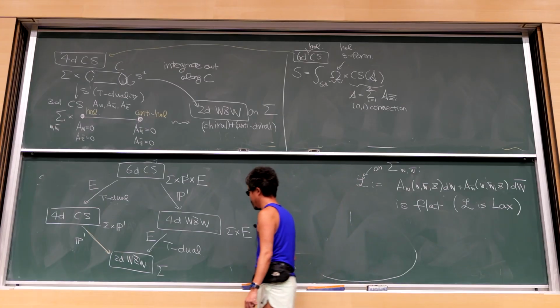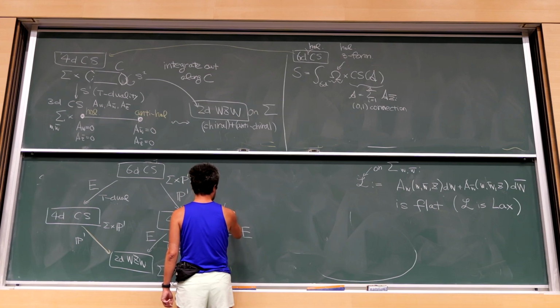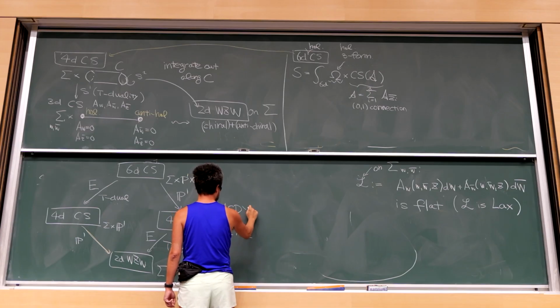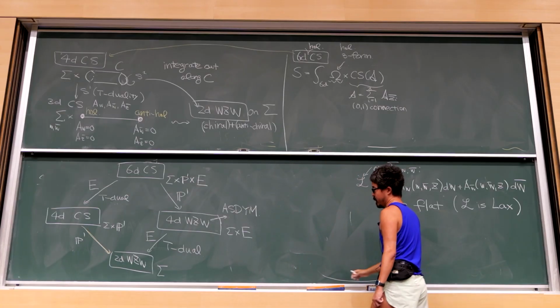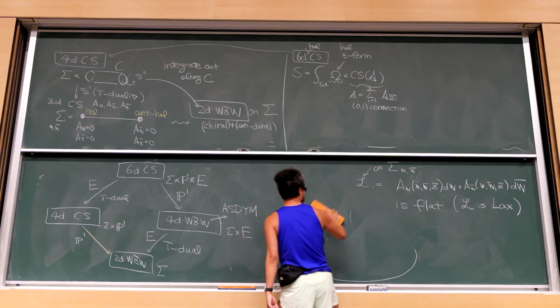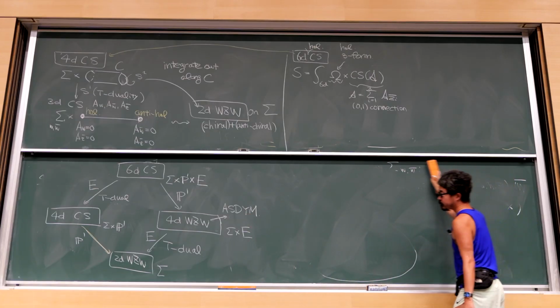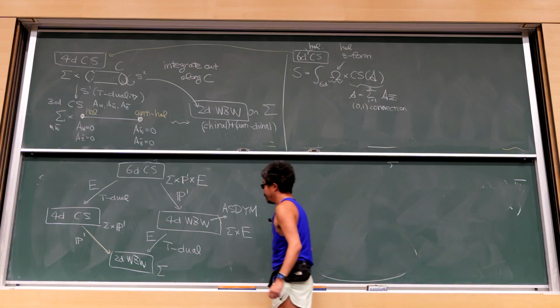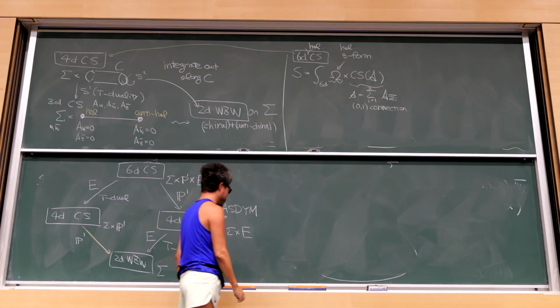Now, this 4D WZW has something to do with, at least if you write down the classical equation of motion, you get the anti-self-dual Yang-Mills equation. In fact, people became interested in that in the study of anti-self-dual Yang-Mills, as far as I know. And hence this completes the diamond.